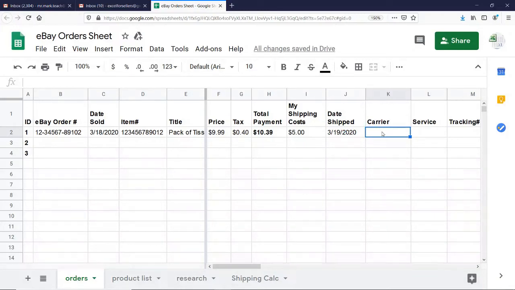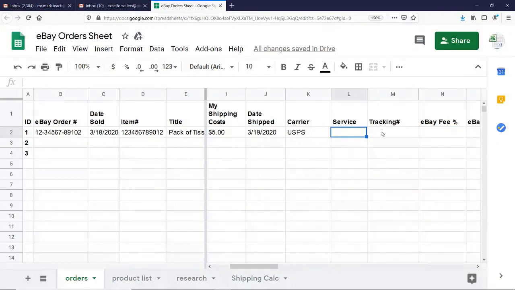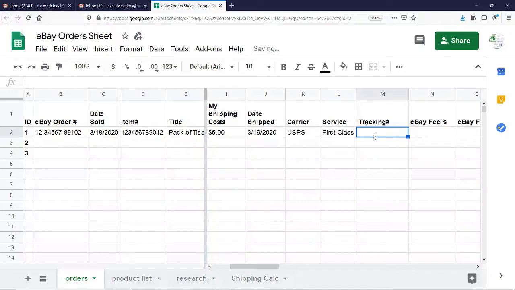Also the carrier, which carrier I used. So I'll put USPS. And service, you know, ground, first class. I'll just put first class. It could be priority. You may or may not want to include that. And then, of course, the tracking number. I'm just going to leave this blank for now, but normally I would like to put in the tracking number so that if I want to check on the order, I mean, actually, you can just do that on eBay, once you upload the tracking number on eBay, you can just check it there, but I just like to have it.